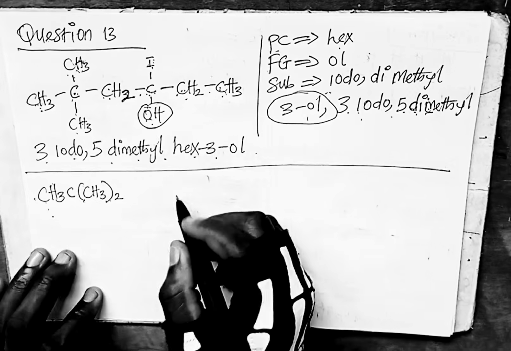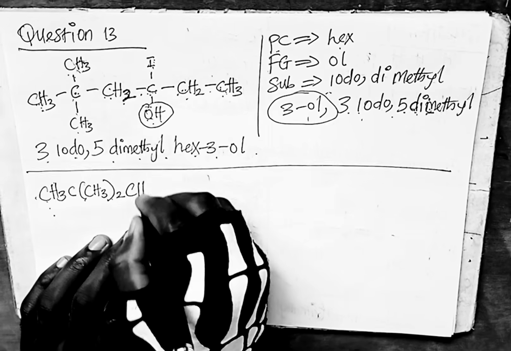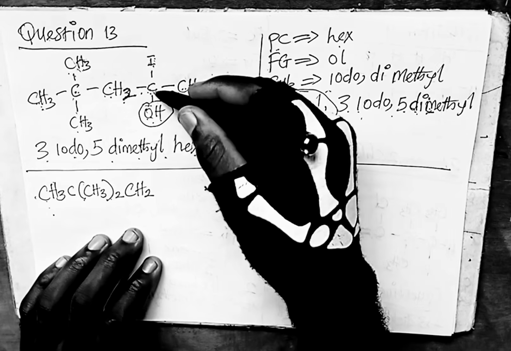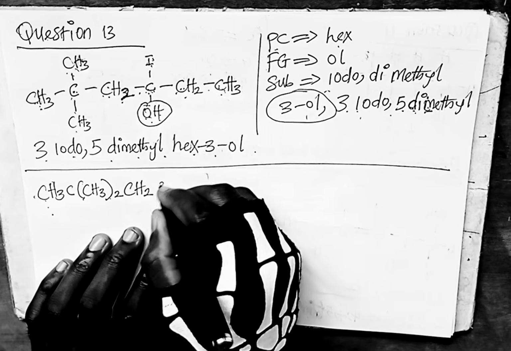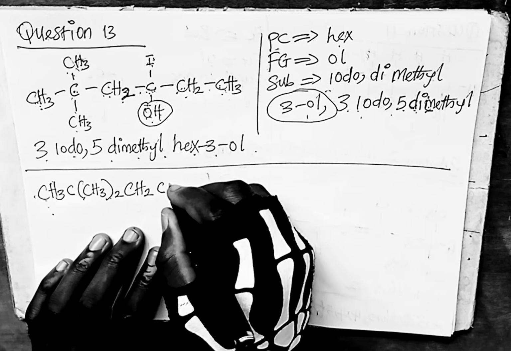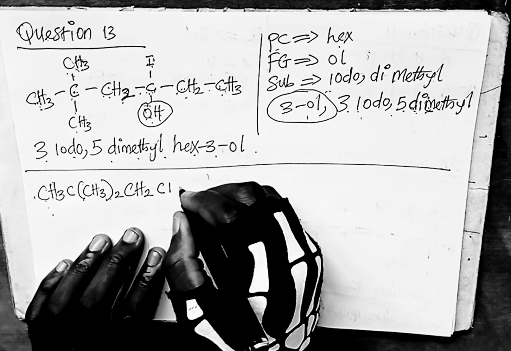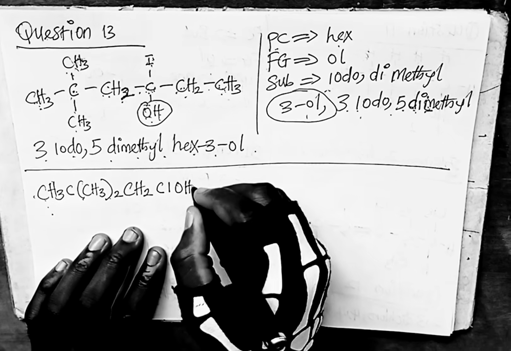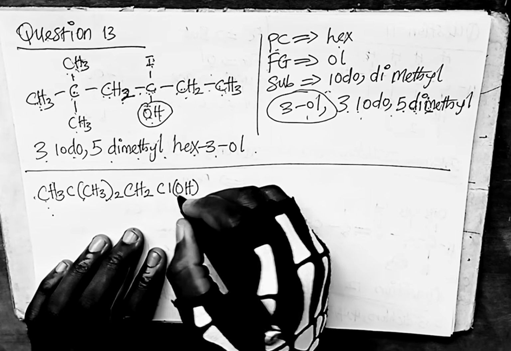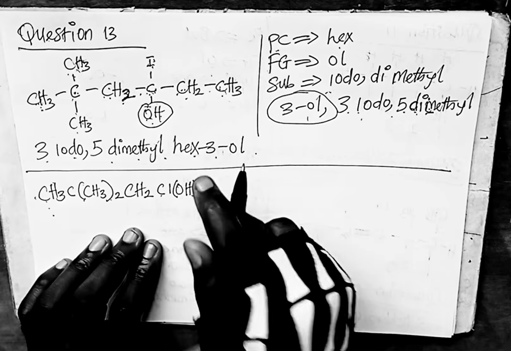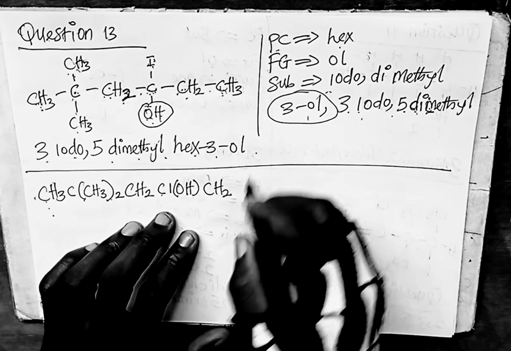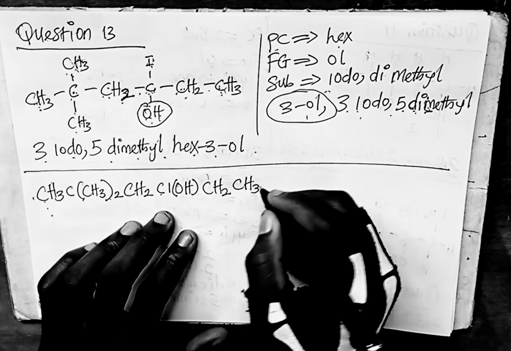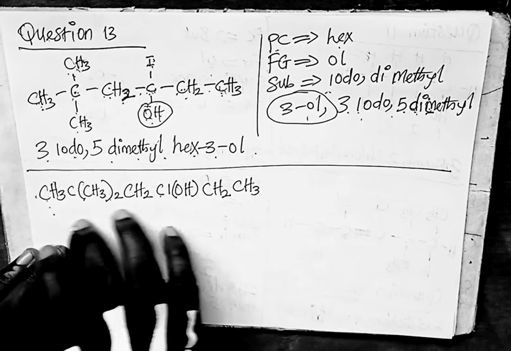That's times 2. What do we have here? CH2. What next? We have C, we have iodine, we have OH. So what we are going to do is put C, then I, then OH. You are going to put OH in brackets. So C bonded to I and OH. Then what next do we have here? We have CH2. And what do we have here? We have CH3. So this one is the condensed formula.